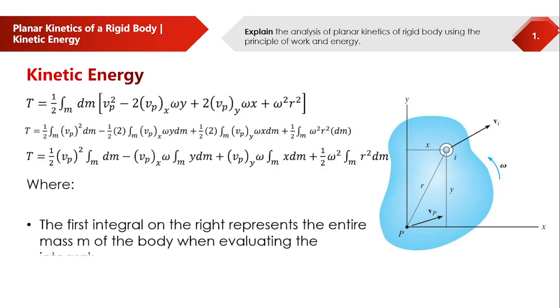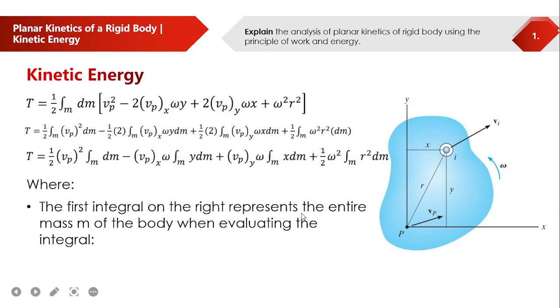So where the first integral on the right represents the entire mass of the body when evaluating that integral. Yeah, basically ito lang yung whole mass ng ating slab kasi nga yung differential dm natin from m to its upper limit. So ito yung whole mass ng object natin. Kasi nga itong dm is only for the particle, ith particle. Ito lang yung dm natin. So if we want to know the whole mass of this slab, we're just going to integrate that one, which is denoted by our first equation.